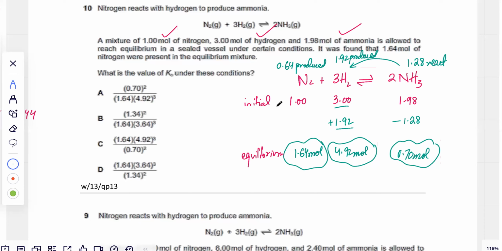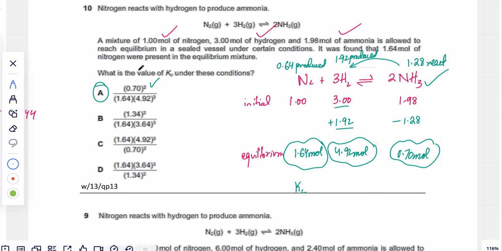Anyways, you just have to find the expression for KC. It's going to be product concentration, which is NH3 concentration squared. So it's 0.7 squared. It's probably the first one. So NH3 concentration squared divided by your reactants, which are N2 concentration, that's 1.64, and this one would be 4.92 cubed because H2 is cubed. So products over reactants. So it's going to be A. Is that clear?